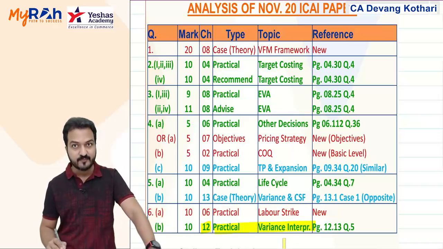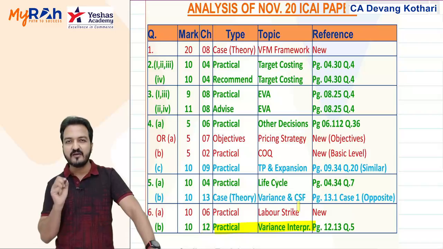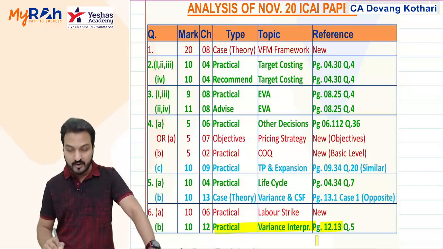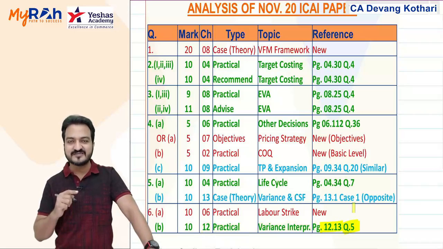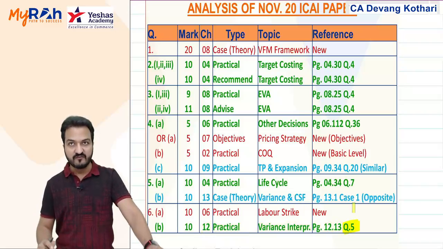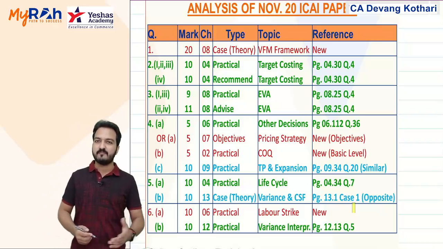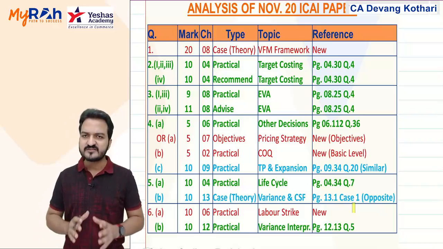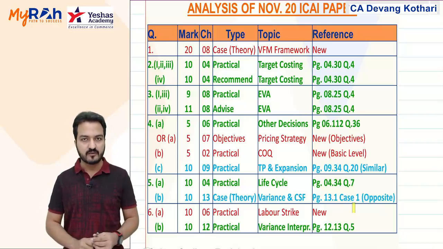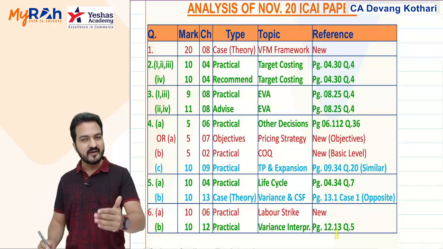And question 6b was from chapter 12, that is variance calculation. It is about variance interpretation, and this question is again exactly from my book, page 12.13. You'll find that in my book, question number 5. It's about labor variances interpretation. Anyways, so this was your entire paper. Now we will be having a detailed discussion of the solution to this entire paper, but that I'll give you in my next video.